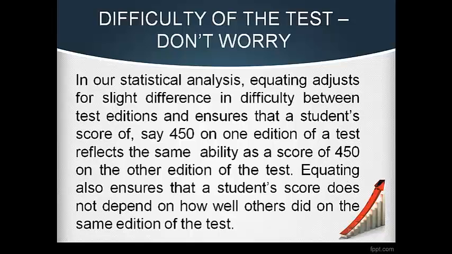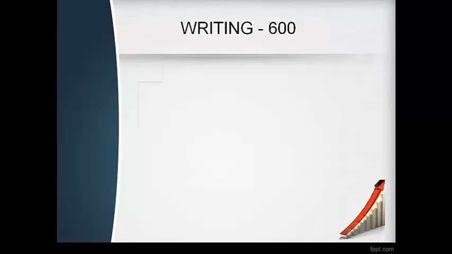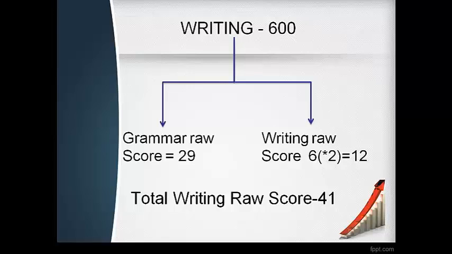So your raw score: let's say for writing, 600 is the score that is your goal. In writing they have a grammar raw score, and then you have the writing section, which is an essay. For grammar, you need to score about 29 to get that 600 level. And for the writing raw score, you need to be around 6 on a scale of 12. That will get you a raw score of 41, which will be equal to 600. Similarly, for critical reading, for 600, your raw score should be around 45. And for math, if you want to get 700, your raw score should be around 47.